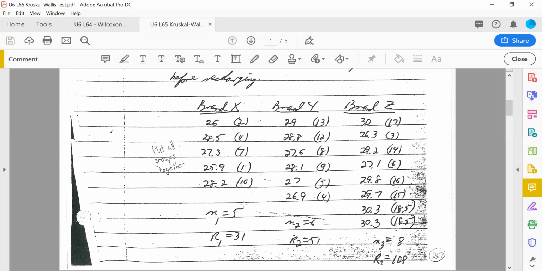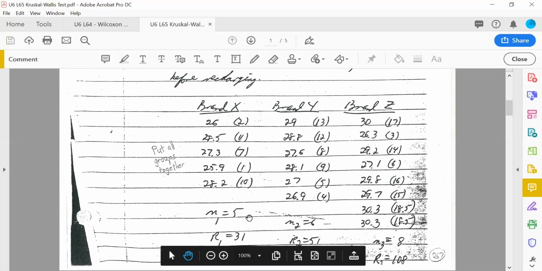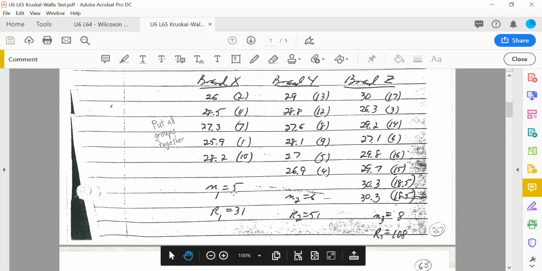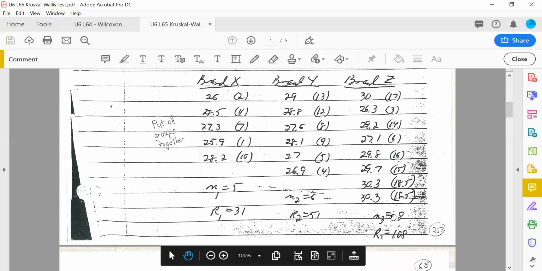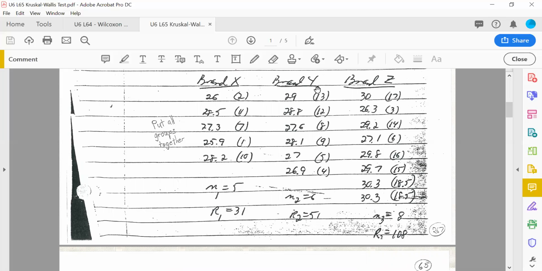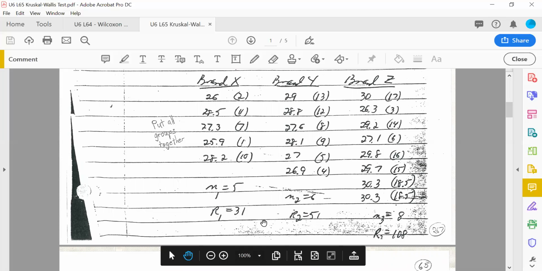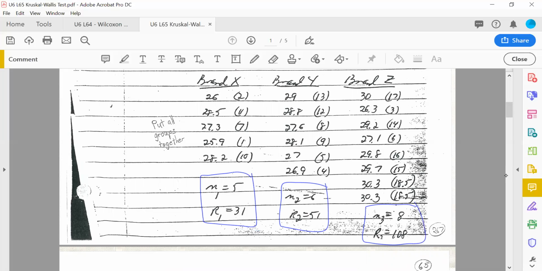So here's what you do. You take the sample sizes of each brand. So N sub 1 is the sample size of brand X, that's 5. N sub 2 is the sample size of brand Y, that's 6. And N sub 3 is the sample size of brand Z, that's 8. Then you just sum up the ranks, not the raw data. You sum up the ranks of X, sum up the ranks of Y, sum up the ranks of Z. So R sub 1, the sum of the ranks of X, is 31. The sum of the ranks of Y is 52. And the sum of the ranks of Z is 108. If you can find these 3 sets of data right here, you've got this hypothesis test wrapped up.